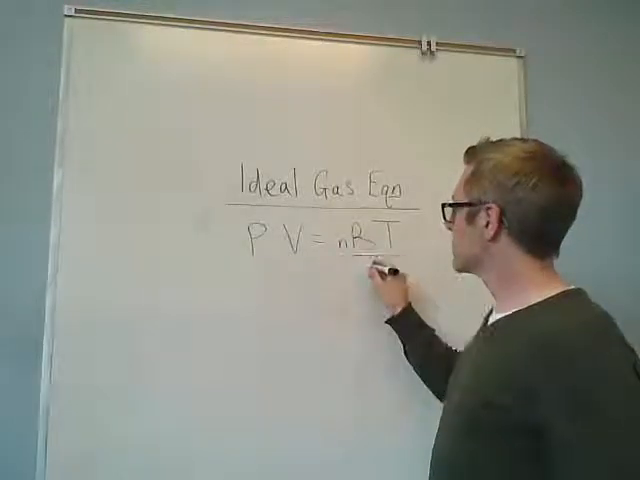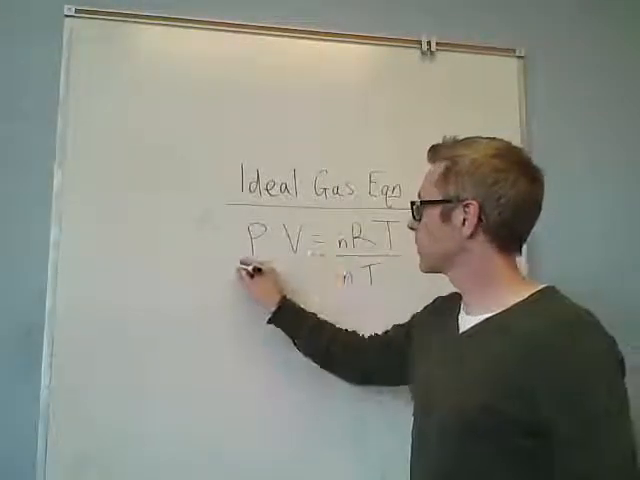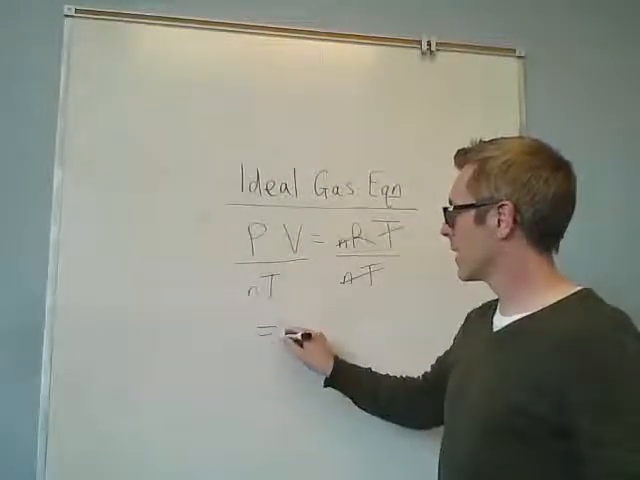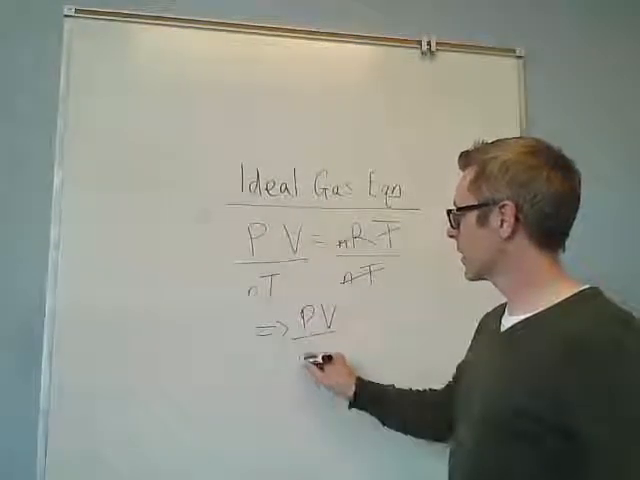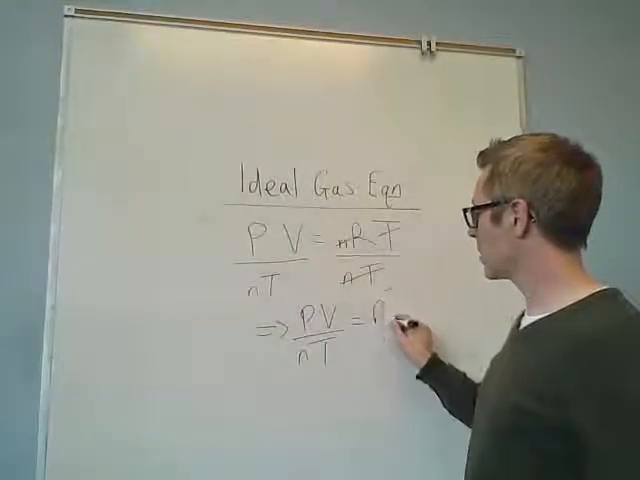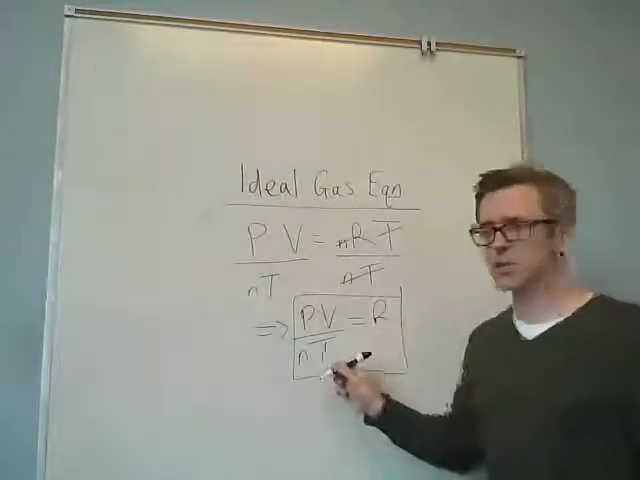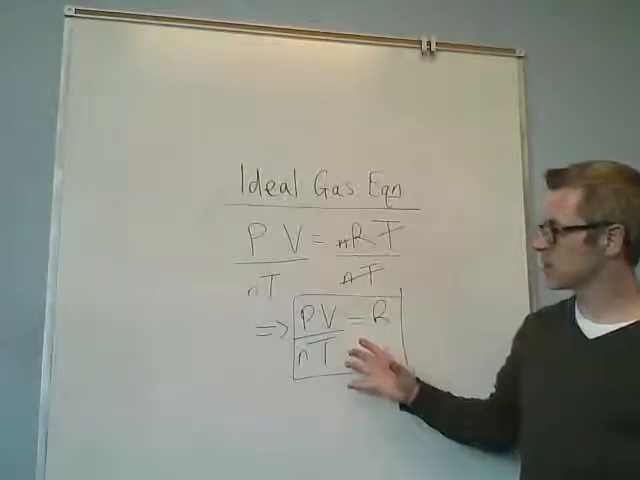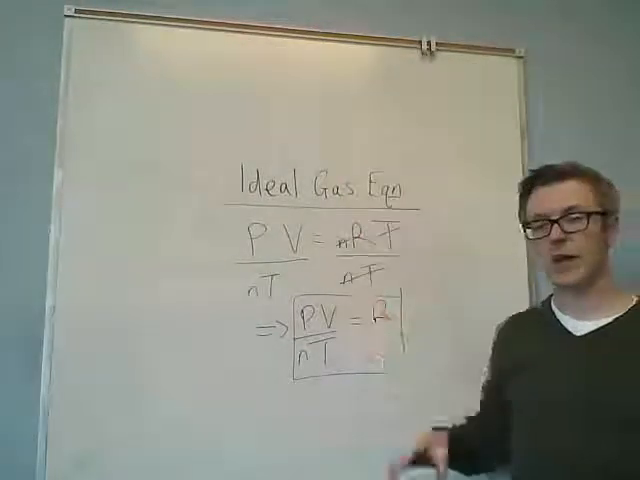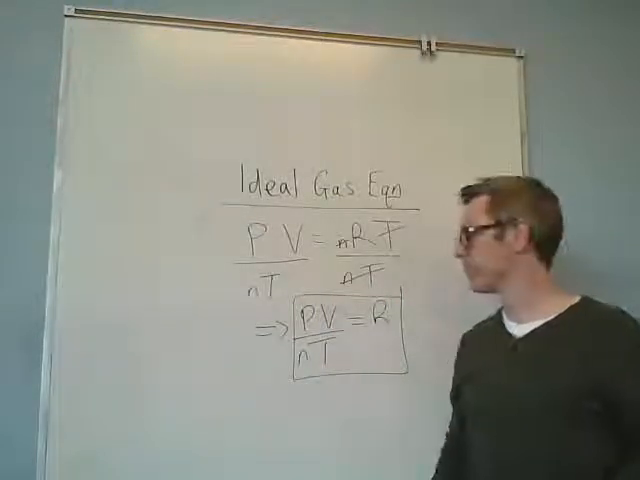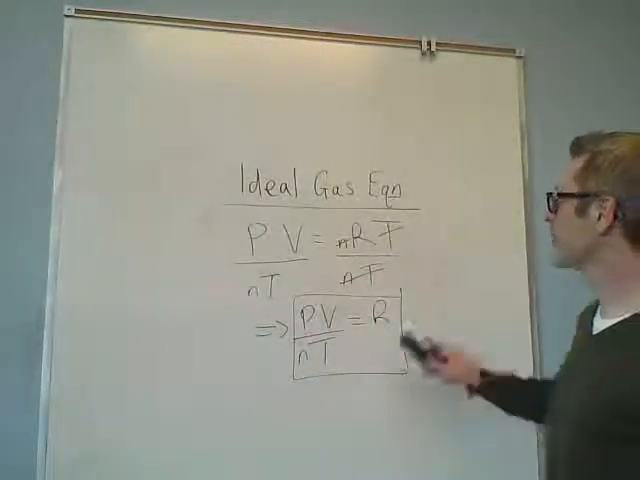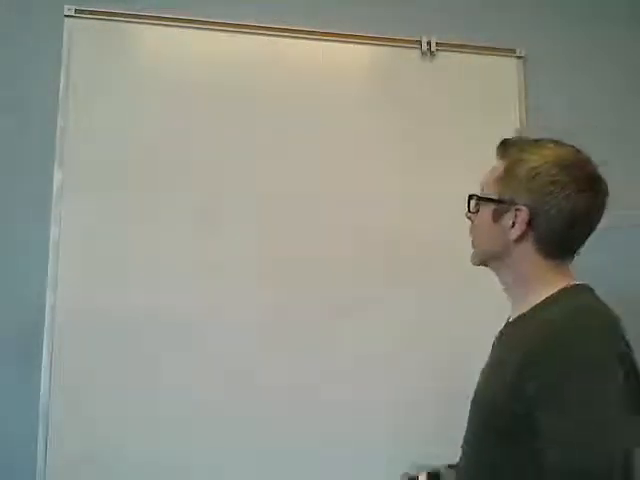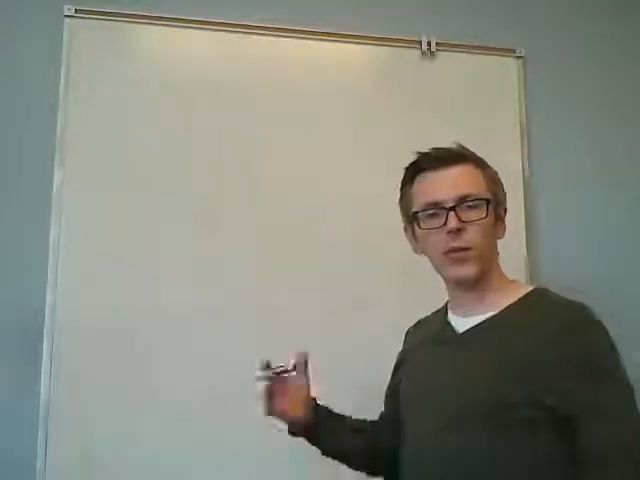If we divide both sides of this by nT, then that nT cancels, and we're left with PV over nT equals R. We're actually going to be interested in this form of the ideal gas equation, this representation, and I'm actually going to draw this 4 times after we've erased the board. So we can do it one at a time.